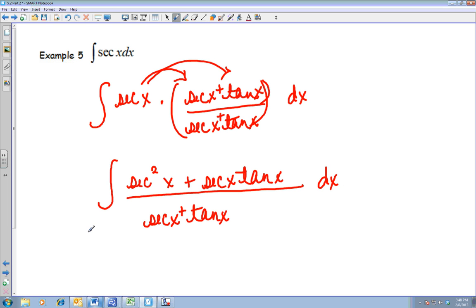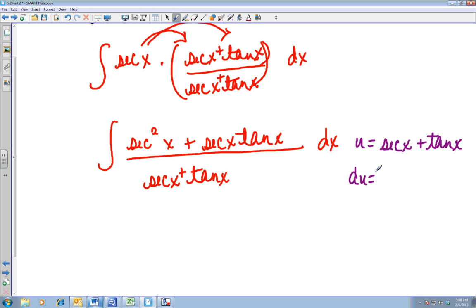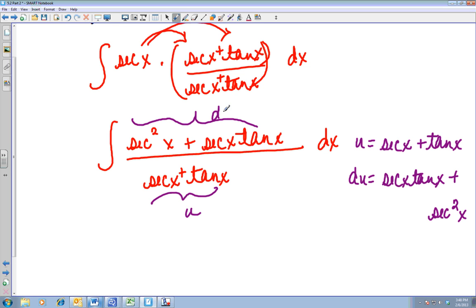Okay, so now let's try u substitution. I'm going to let u be secant x plus tangent x. Well, what's the derivative of secant? The derivative of secant is secant x tangent x plus, what's the derivative of tangent x? It's secant squared x. So look how nice that matches up. Here's my u. The derivative of my u is this whole thing right here. The whole thing is du. So now I can rewrite the problem.